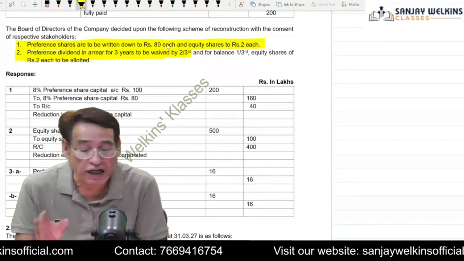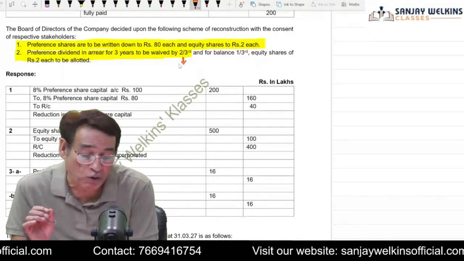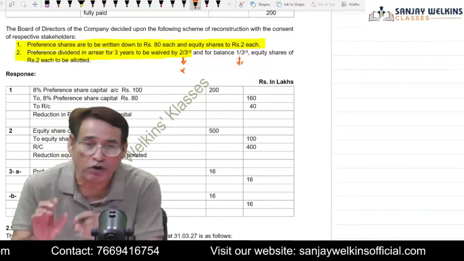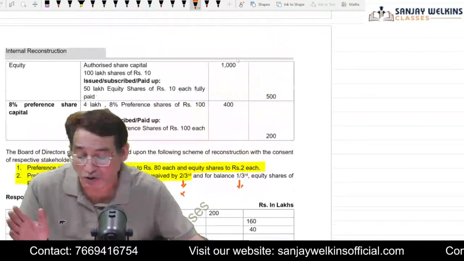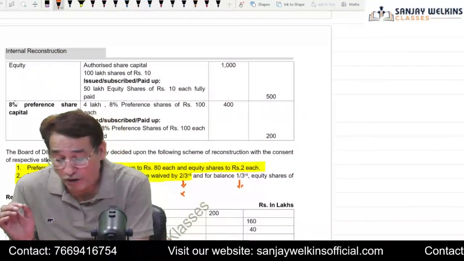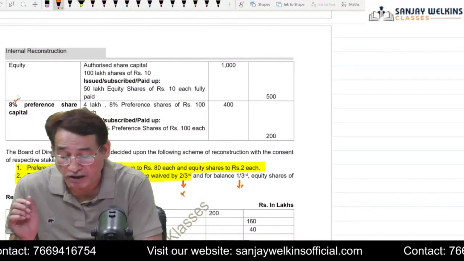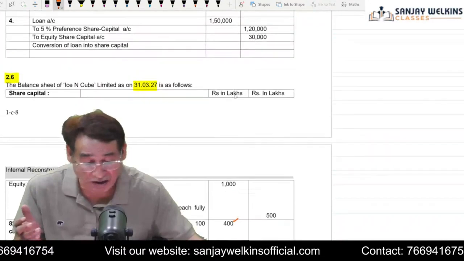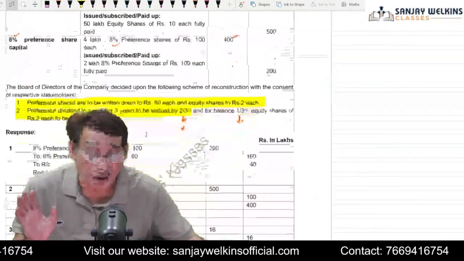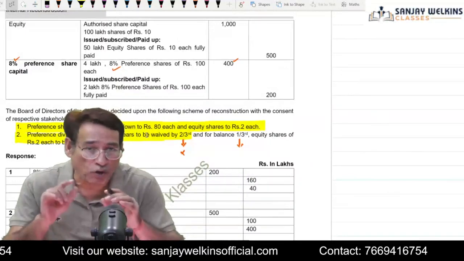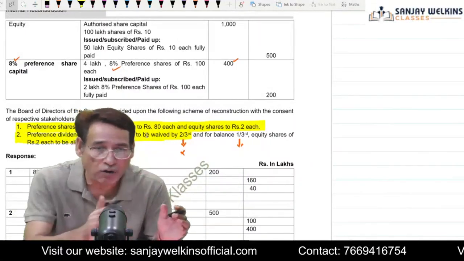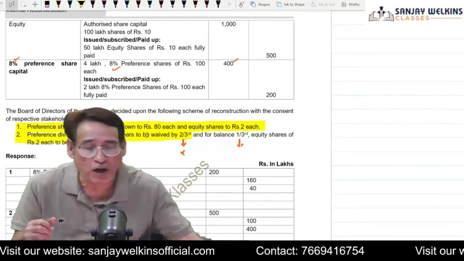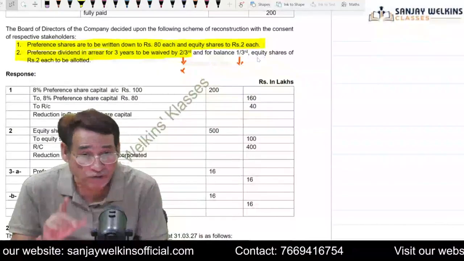Waived by 2/3. That means for the portion which is waived, you are not going to pass any entry. And for the balance, first of all, you will compute the dividend for 3 years. How are you going to compute the amount for 3 years? Always compute it as per the original share capital. 8% of 4 lakh. Actually, figures I think are in lakhs, right? 400 lakhs, correct? So whatever is the amount of dividend, you compute it first of all for 3 years. Out of that, 2/3 will be waived, no entry will be passed. And for the 1/3 amount, you will have to actually pass the entry, and that will be considered as a loss.